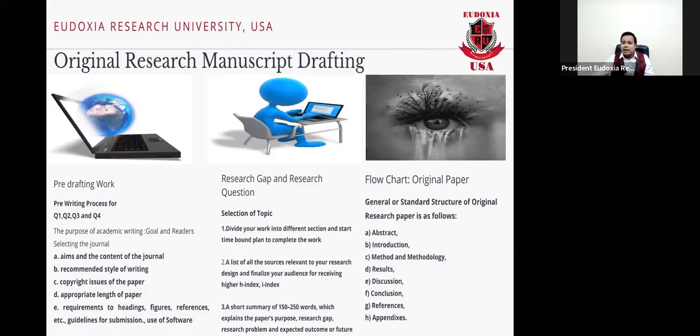Then I am sharing the second column. You see one person working on a laptop trying to find out, of course, the research gap and the research question. It is typing continuously, and of course, that divides your work. First, selection of topic. How will you select the topic? You need to work continuously. As I am showing in that animation, someone is working; you need to do the hard work.